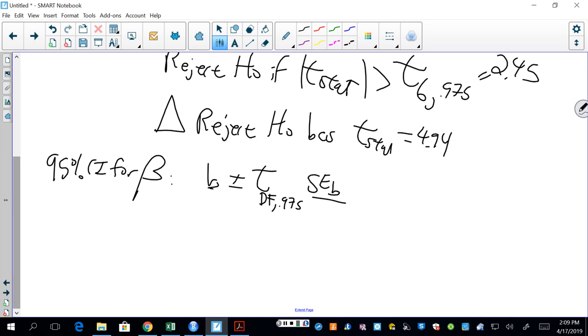If we wrote out the whole thing, right, these are slightly more complicated things, but it would be the 0.558 plus or minus 2.45, our cutoff value. Right, that's where that one comes from. And the standard error of 0.193. And that wouldn't include 0, right, because that is significant.